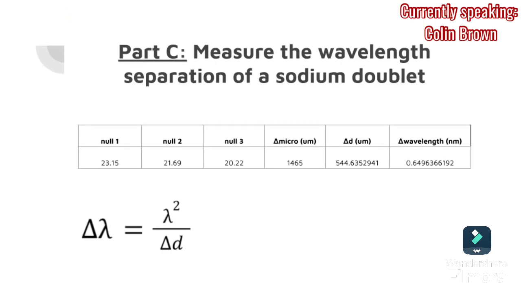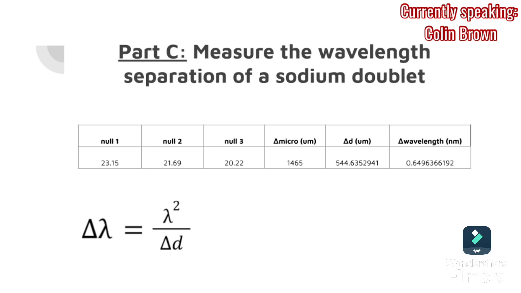Finally, in Part C, we found the wavelength separation of the sodium doublet. The basic theory behind finding this is that when two very close wavelengths overlap, they will interfere with each other and have a main carrier wave at the average of their wavelengths and a much slower beat wavelength where they will alternate between constructively and destructively interfering.